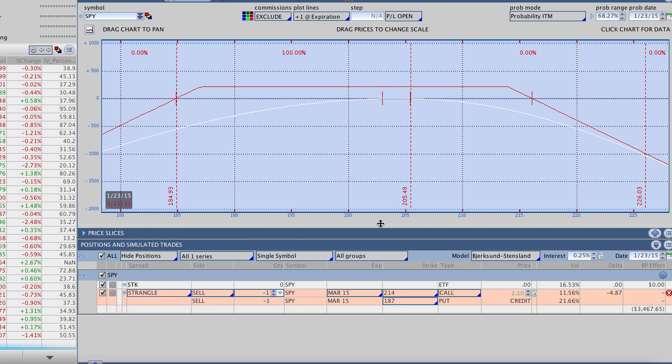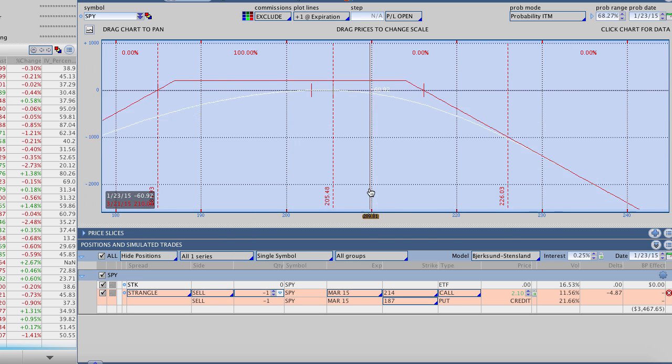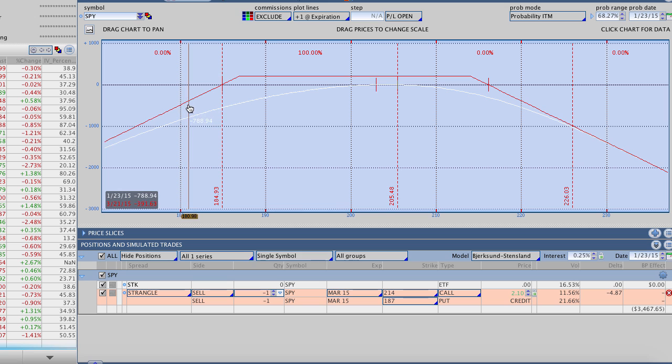So this is just a simulated trade that I put on today in SPY. You can see SPY right now is trading about 205.48. And I decided, just for the sake of starting this, that we're going to sell the 214 call and the 187 put on either side of the market.